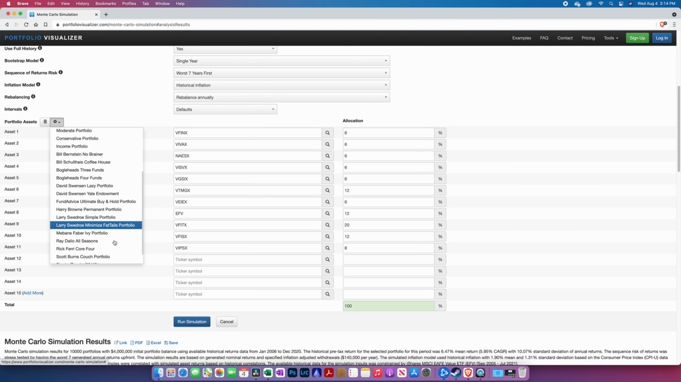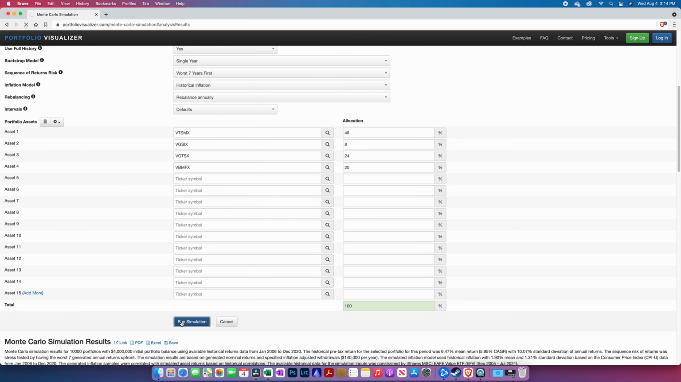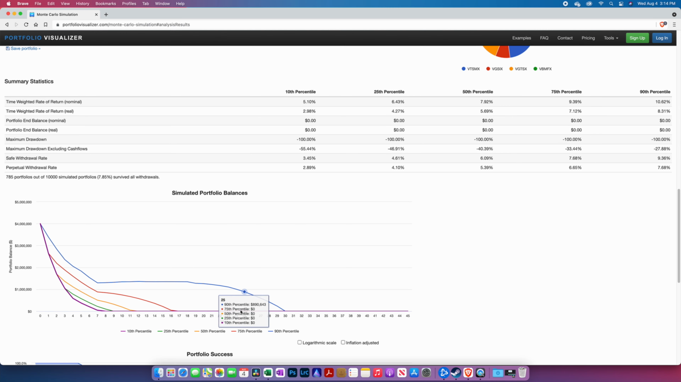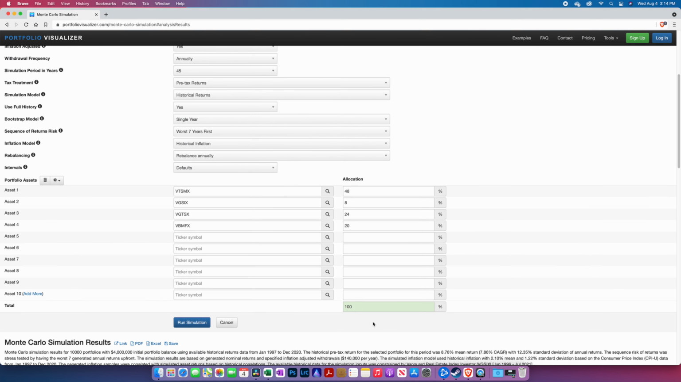But like I said, you can go and play around with this, Rick Ferri's Core 4, see what happens, and just see what you face. Same thing with the Core 4. None of the situations survive. And you can see that it runs out of money pretty quickly in almost all cases except the very best, right? So that's one of the things that I love to play around with here.